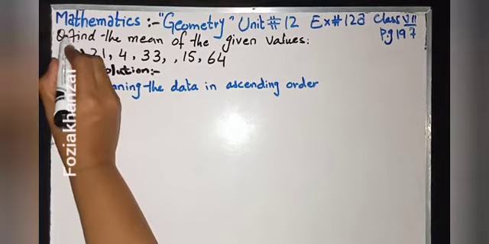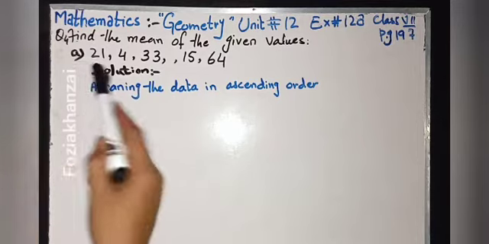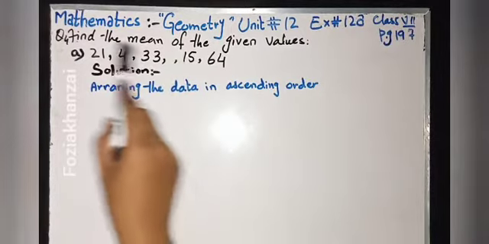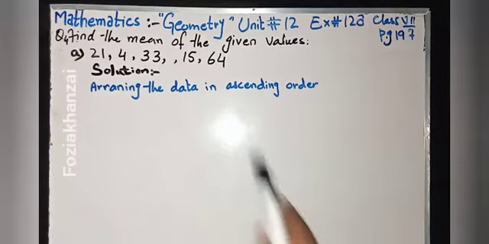Mean and arithmetic mean, both are the same. So first, according to the definition, mean is the average value. When we find the mean, it means we find the average value of the observations in the data or set. Different values are given, like question number 1: 21, 4, 33, 15 and 64. It's called data. So mean is the average value of the data.